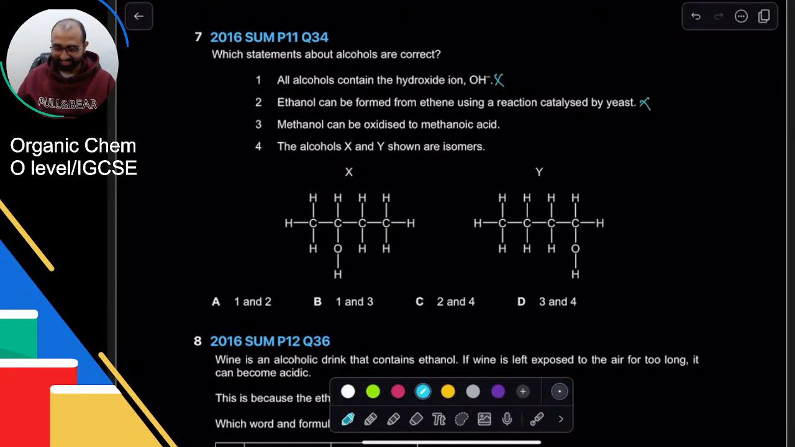Okay, Deepak. Methanol can be oxidized to methanoic acid. This one is correct. The alcohols X and Y are isomers. Let's see. This one has 4 carbons and OH on the second one. This one has 4 carbons, OH on the first one. So yes, they are isomers because the location of OH is different.